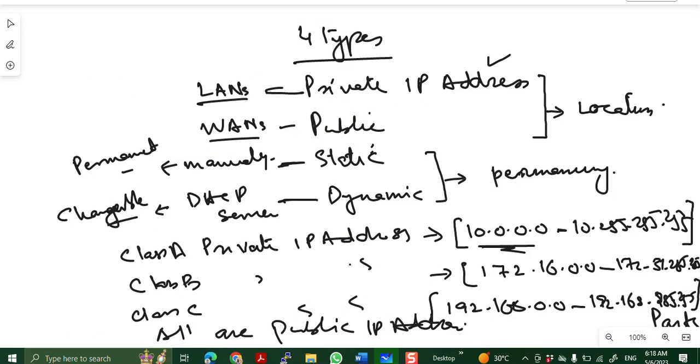I think for today it's enough about IP addresses. It's a brief introduction of IP address: what an IP address is, how we can write it, what the versions of IP address are, what the classes of IP address are, and finally we have studied the types of IP address, and the private and public IP address ranges.